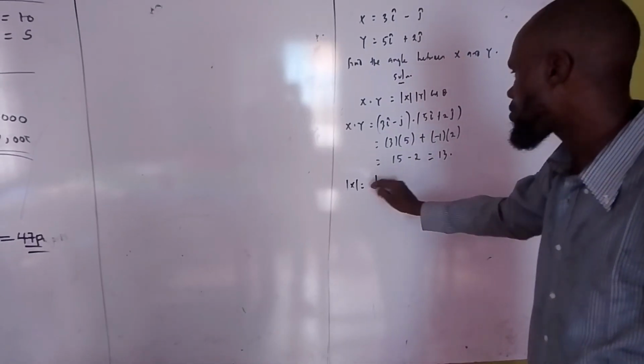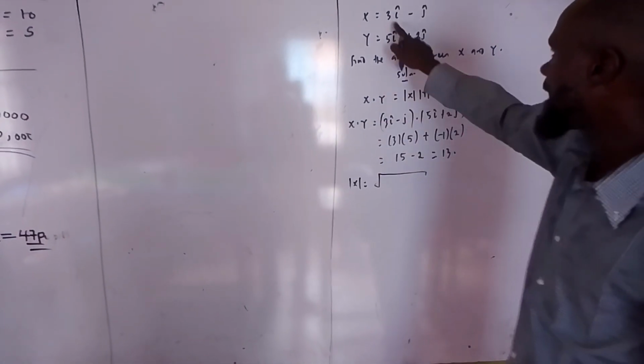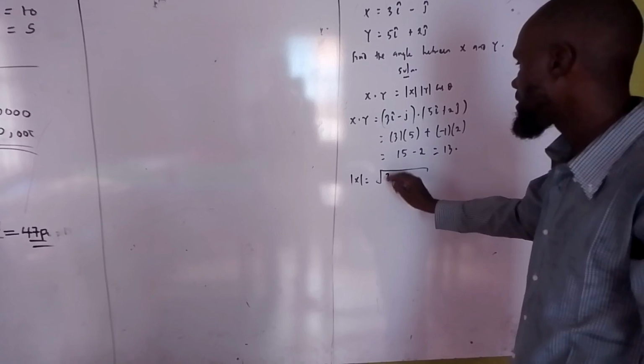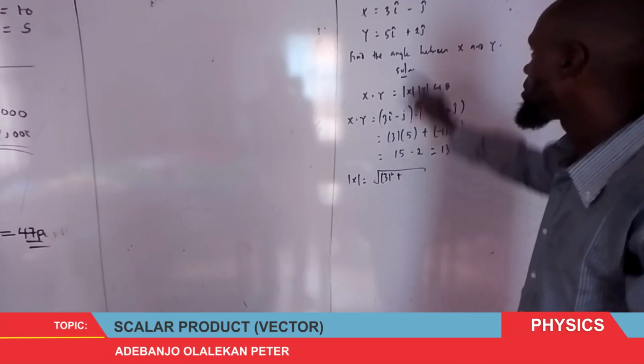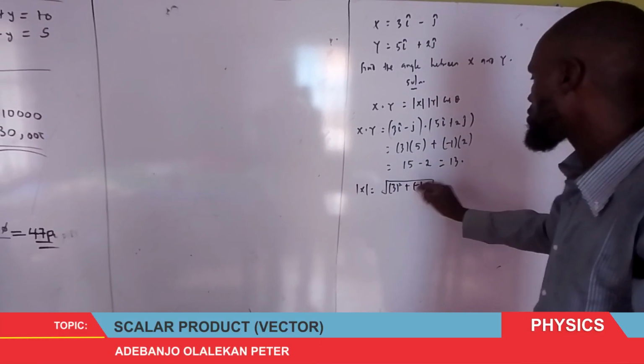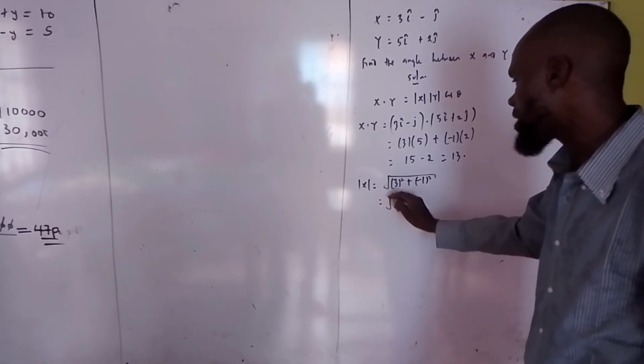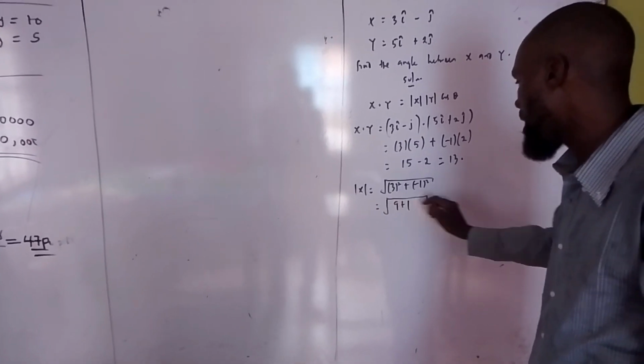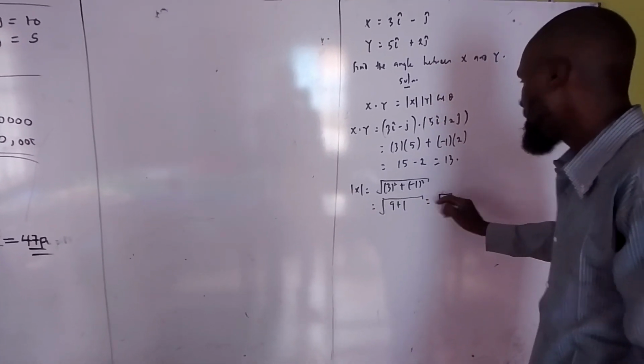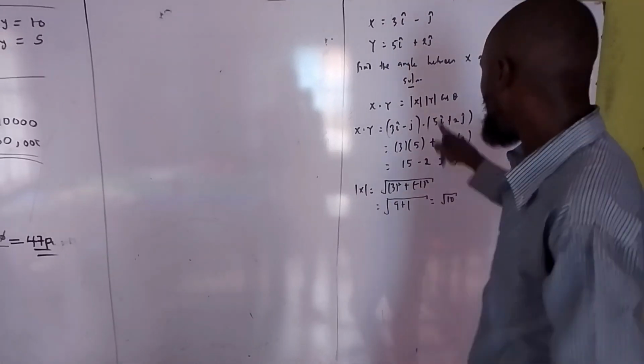means the square root of, we take a look at our x here, the coefficient of i is 3, we square it, plus the coefficient of j is minus 1, we square it. So this gives the square root of 9 plus 1, which is the square root of 10. That's our magnitude of x. We need the magnitude of y.